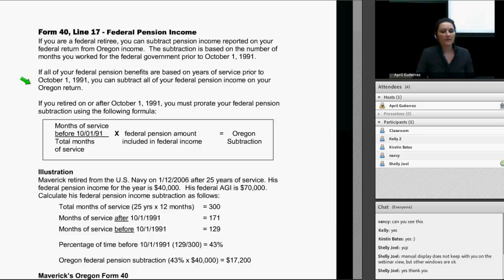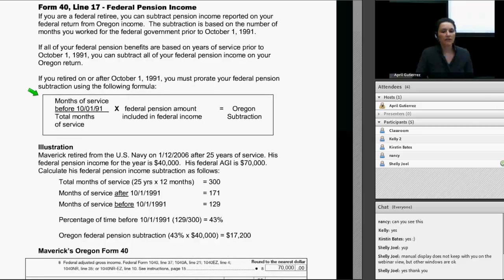If all of your federal pension benefits are based on years of service prior to October 1, 1991, you can subtract all of your federal pension income from your Oregon return. If you retired on or after October 1, 1991, you must prorate your federal pension subtraction using the following formula.